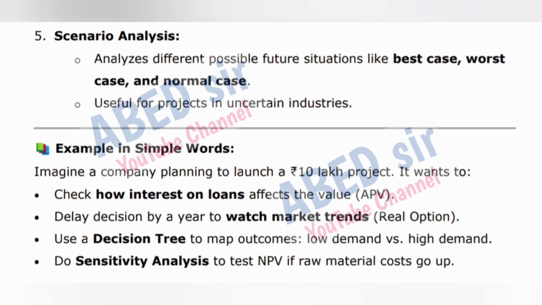Imagine a company planning to launch a 10 lakh rupees project. It wants to check how interest on loans affects the value, APV. Delay the decision by a year to watch market trends, real option. Use a decision tree to map outcomes, low demand versus high demand. Do sensitivity analysis to test NPV if raw material costs go up.